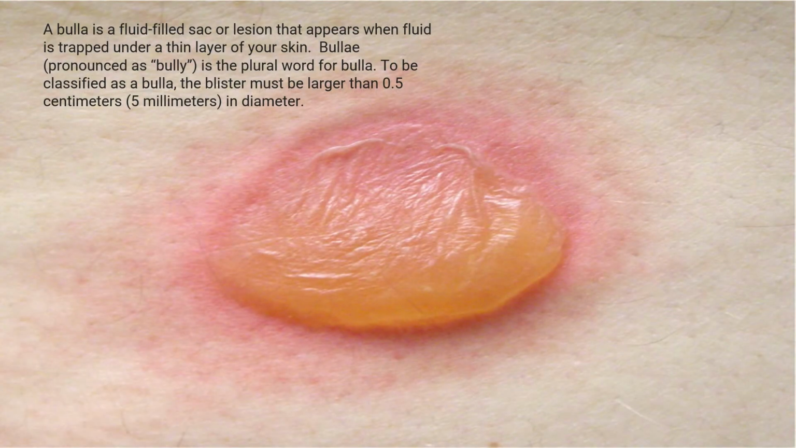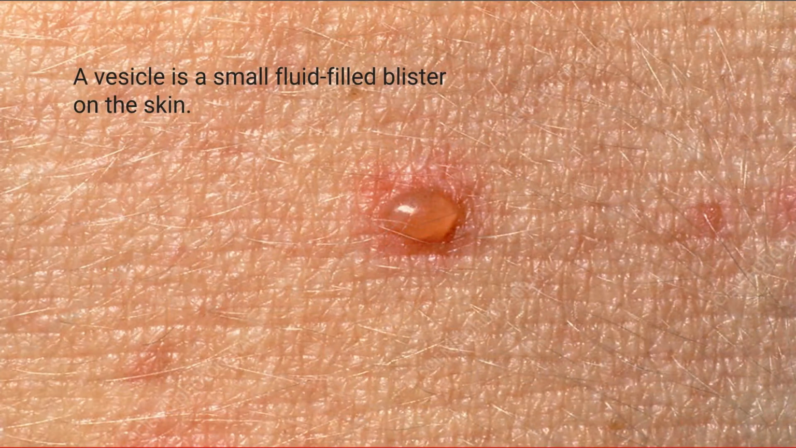A bulla is a large blister. It has a thin layer filled with fluid. It must be larger than 1/2 centimeter. The plural form is bullae. A smaller blister is a vesicle, less than half a centimeter.